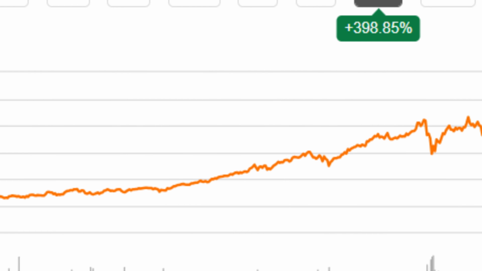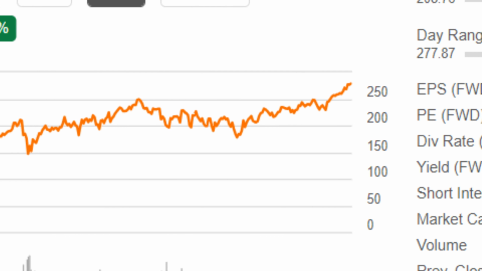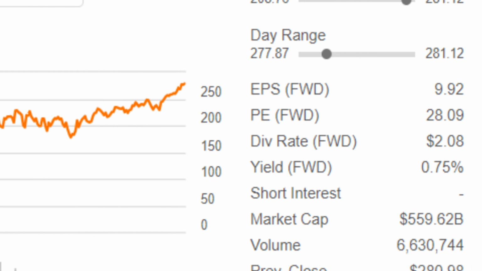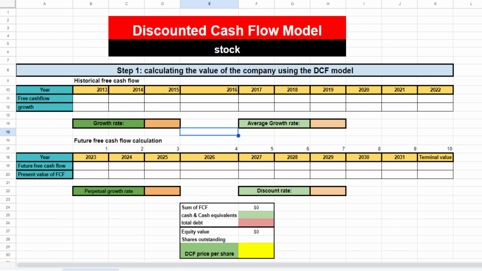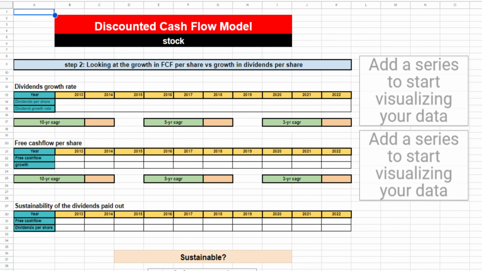So, looking at all the latest financials, we can say that Visa is doing very well for themselves and returning billions of dollars to their shareholders. So knowing all this, let's evaluate Visa and see what it's actually worth using these valuation methods.